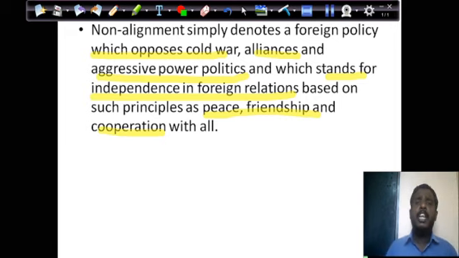So this is trying to tell that we are opposing Cold War, alliances, and aggressive politics on one side, and on the other side we are standing for independence in our foreign relations, which is based on peace, friendship, cooperation with all.